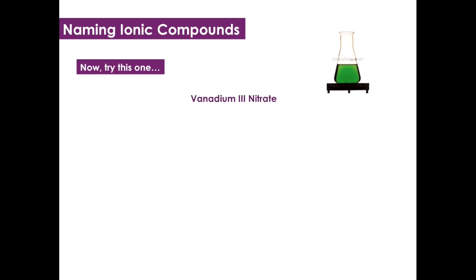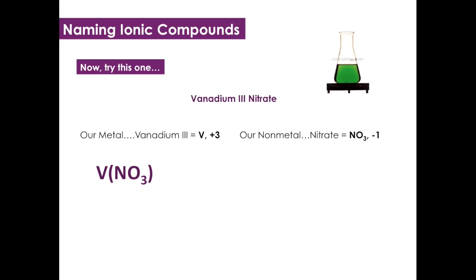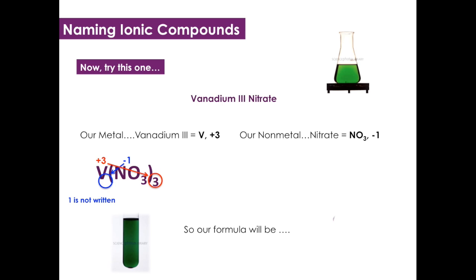Vanadium 3 nitrate. A metal, vanadium 3, this is V with a positive 3, and a polyatomic ion, nitrate, NO3, negative 1. Let's put it in the formula. Positive 3 for vanadium, negative 1 for nitrate. Crossing them out, the 3 as a subscript, and the 1 is not written. So our formula will be V(NO3)3.